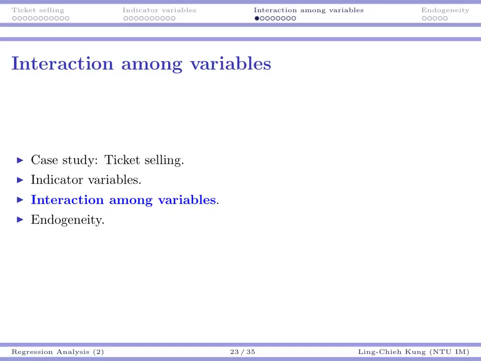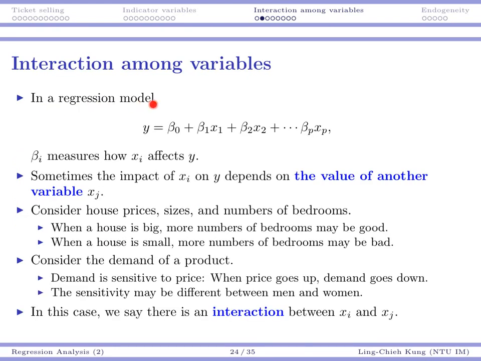Okay, now our second topic is about modeling the interaction among variables. In a typical regression model, we have a dependent variable and a few independent variables. For each independent variable, there is a coefficient, and that measures how xi affects y. Okay, we are pretty familiar with that. But sometimes the impact of one independent variable on the dependent variable depends on the value of another variable. Okay, that's possible.